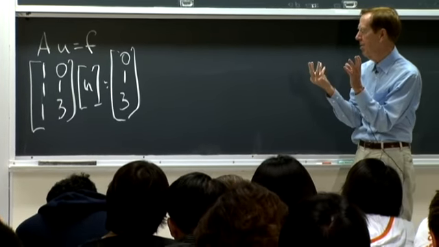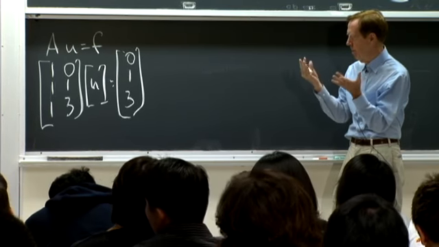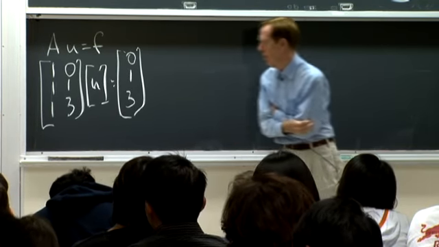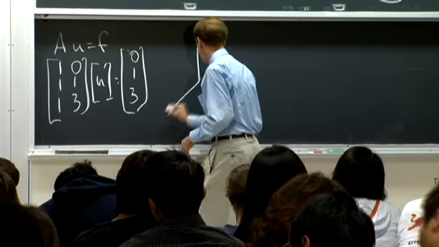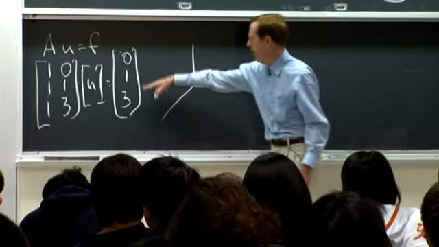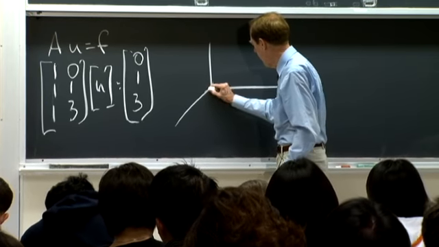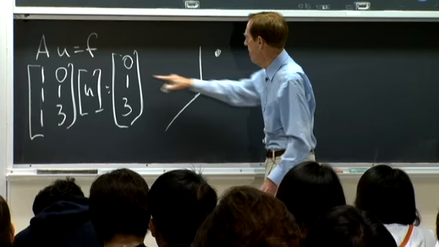Everybody likes to see what's happening by a picture as well as by algebra. So the picture here is, I'm in 3 dimensions, and I have a vector 0, 1, 3. So 0 in that direction, 1 in that, 3 up. So somewhere there is my F.